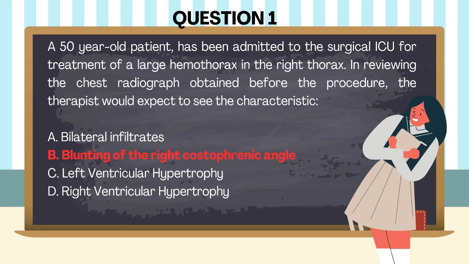Question number 1. A 50-year-old patient has been admitted to the surgical ICU for treatment of a large hemothorax in the right thorax. In reviewing the chest radiograph obtained before the procedure, the therapist would expect to see the characteristic. And the correct answer is letter B, blunting of the right costophrenic angle. Since A can only be seen in patients with pneumonia, while C and D are seen in patients with heart conditions, which isn't the case of this patient.